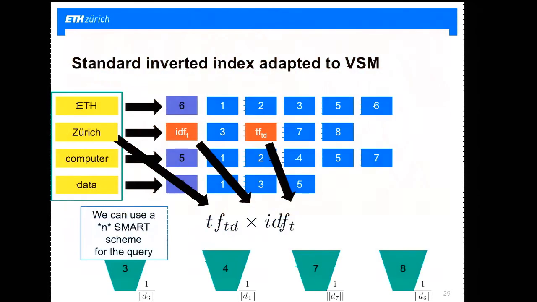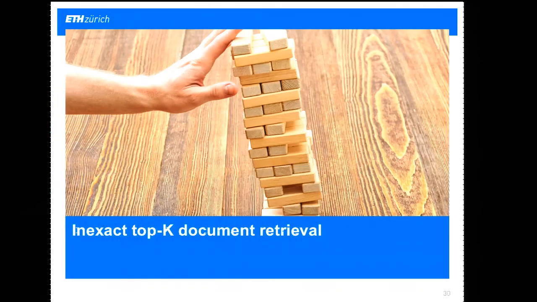Okay. So who followed me on this? Very good. So now, here's something more. And that's yet another exercise sheet. The last one, programming assignment. I told you now, for the programming assignment, we reach the end. It's the inexact top K document retrieval. And we take it to the next level.